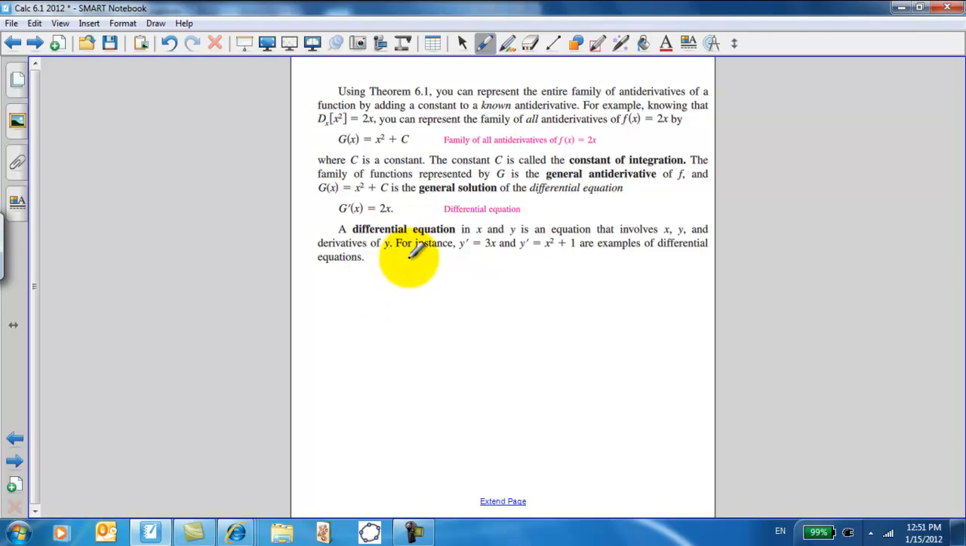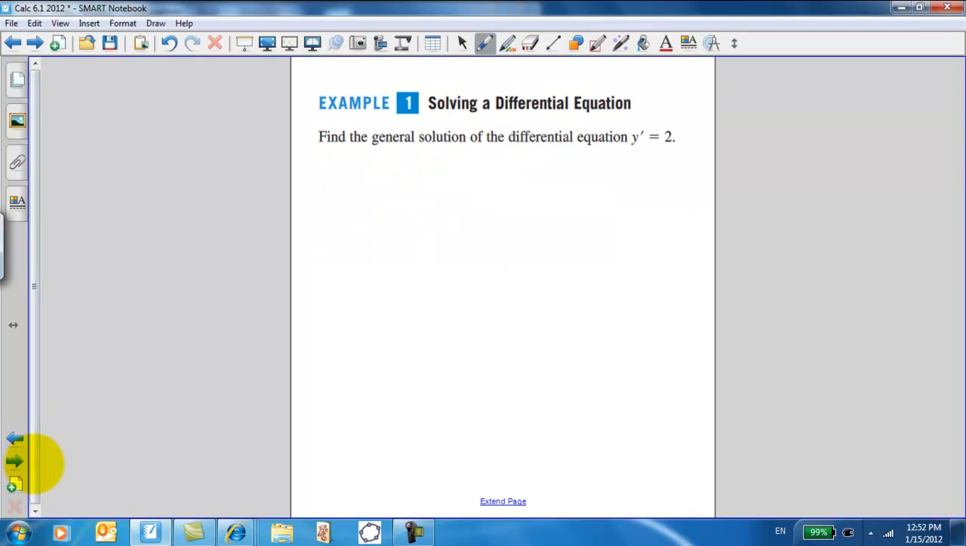It involves x's and y's, and it has to involve the derivative of the variable. So y prime equals 3x, that's a differential equation, so is y prime equals x squared plus 2. Now, we're going to keep the differential equations pretty much solved for y prime for now. There's a whole course in college called DiffEq, differential equations, where you solve more complicated things that have mixes of x's and y's, and maybe even first and second derivatives, so it can really get pretty extreme.